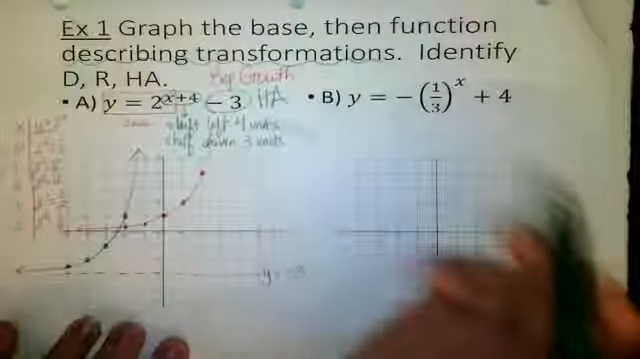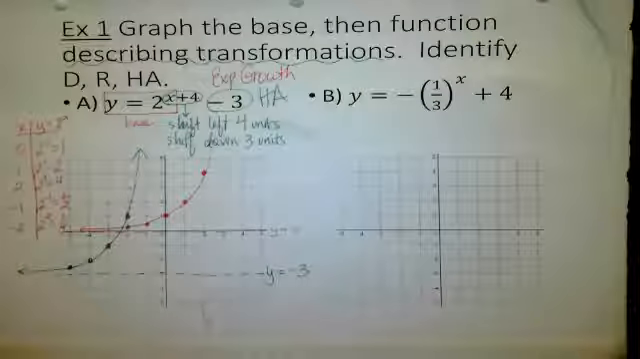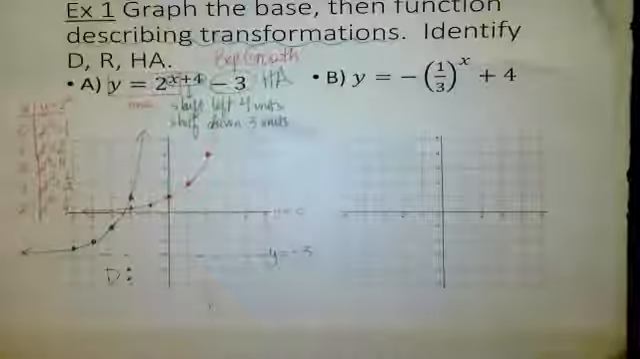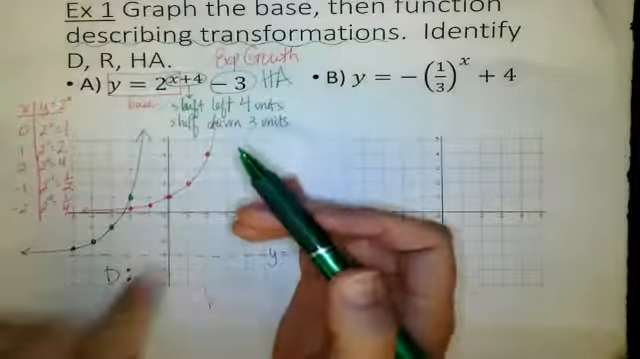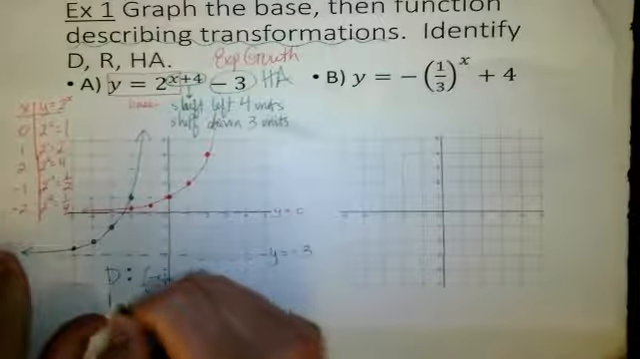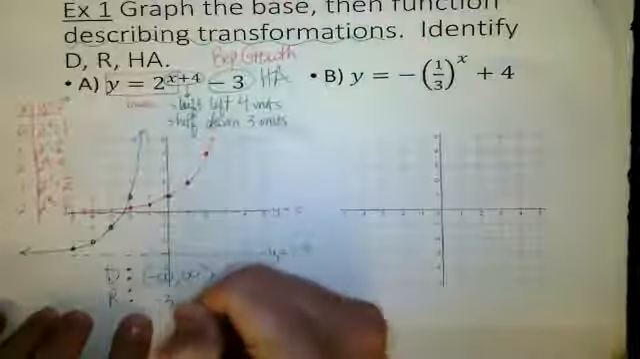We're good. All right. So this green function is the actual function. Is the red function really there? No, it's just a helper. It's not really there. What is the domain of the green function? Negative to positive infinity. So domain, remember, goes how far left and how far right. This goes forever to the left and forever to the right. So negative to positive infinity. What is the range? Negative 3 to infinity. So the range is how low and how high does it go? Negative 3 to infinity is correct.